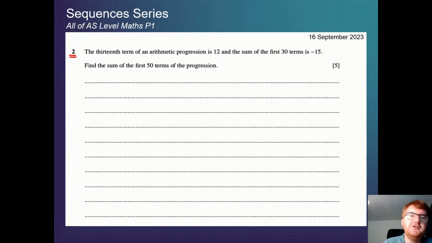Again, you can see question 2, question 7, question 9 does vary on the paper here. So the 13th term of the arithmetic progression is equal to 12. The sum of the first 30 terms is equal to minus 15. And from that, somehow, we need to work out the sum of the first 50 terms of the progression.